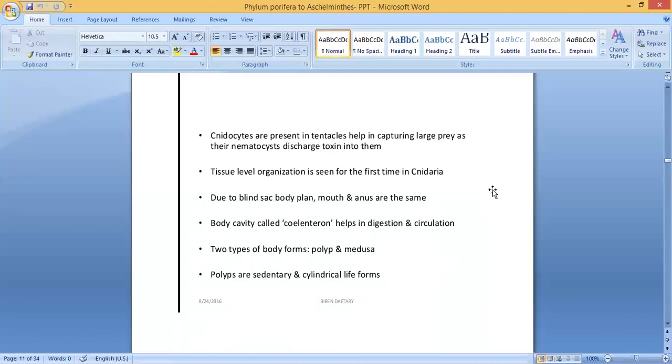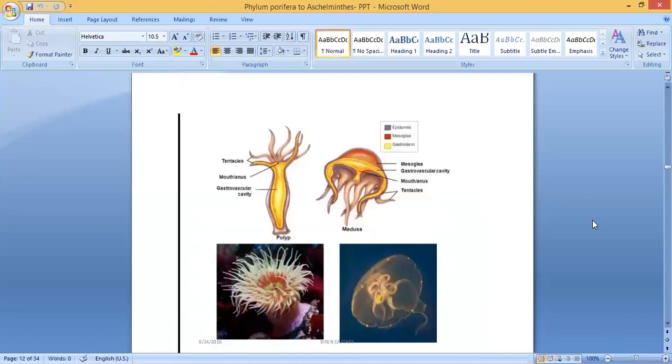Due to the blind sac body plan, the mouth and anus are the same. Okay, here you see the blind sac body plan. You learned about the different types of body plan. This is the blind sac body plan. Here it has only one opening. It acts as a mouth and anus. There are no separate openings.